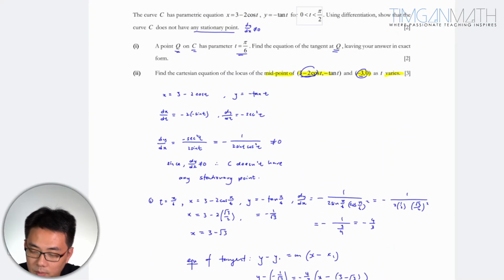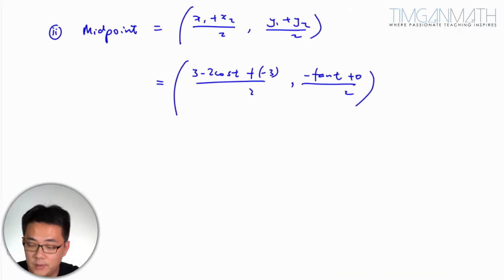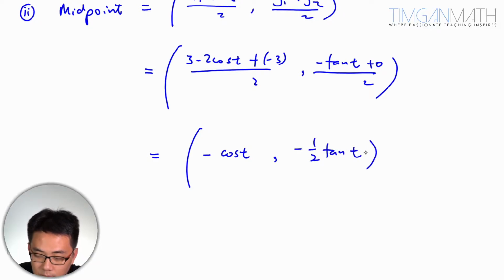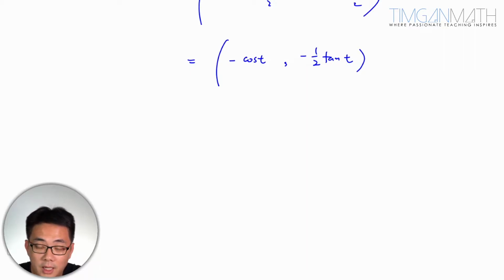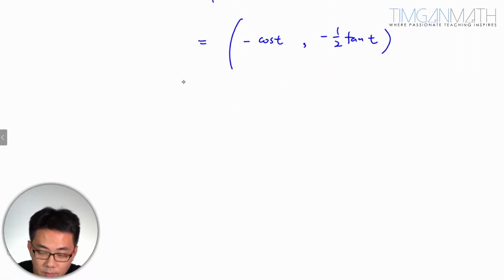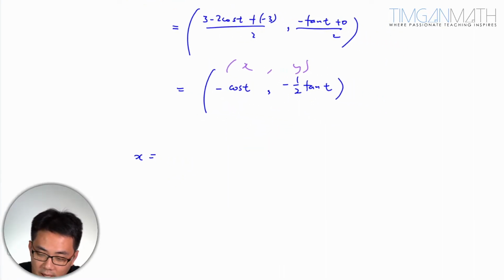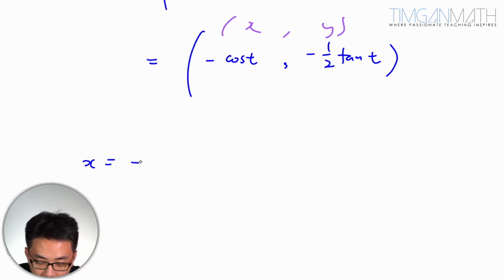The locus just means the path governed here. So once we've done that, we get negative cosine squared t, and this is negative half tangent t. Alright, so now we need the Cartesian equation. This is a parametric equation, meaning this is my x and this is my y, so this is actually x comma y. In other words, x equals negative cosine squared t, y equals negative half tangent t.